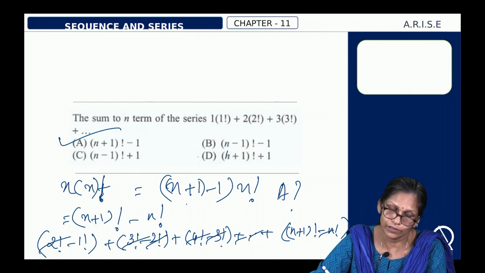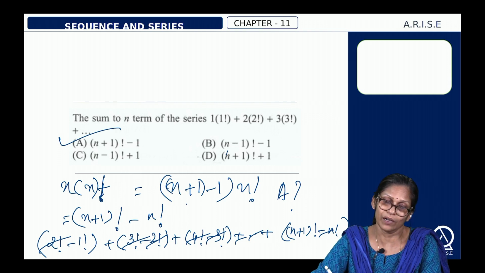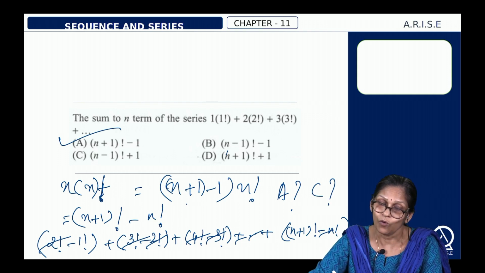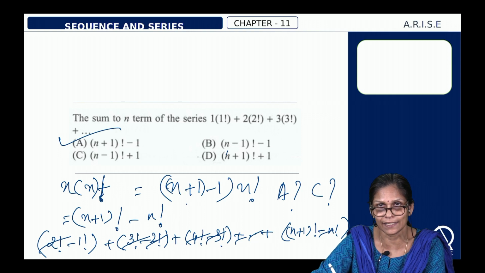Next one, 0 factorial plus 1. So, 1 minus 1, that is 0 factorial plus 1. So, option C may be right. What about option D? 1 plus 1 factorial, 2 factorial plus 1, option D is wrong. So, it is between A and C now.